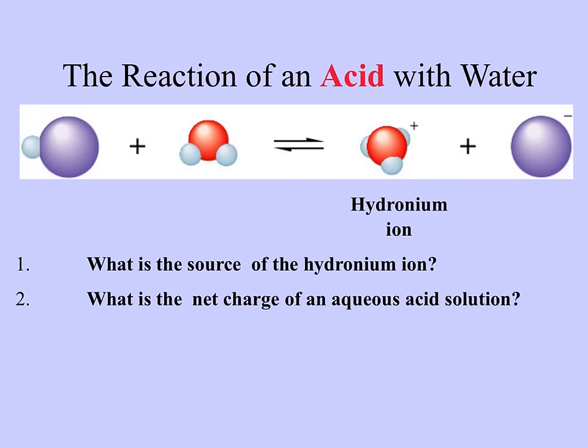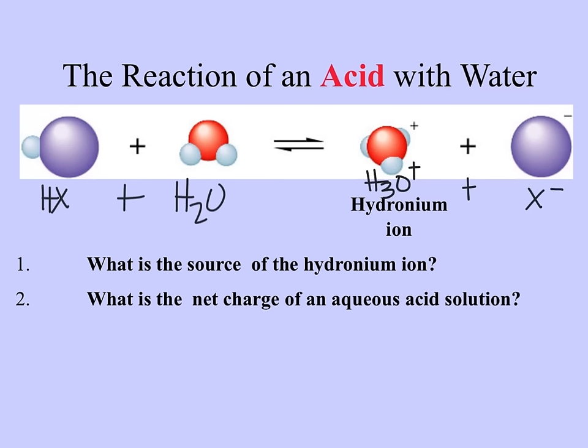Now we're going to talk more about the chemical reactions of acids when they are in water. Okay, so here's a picture of what the reaction might look like. Let's say this is HX, some type of acid, plus H2O. And then hydronium, you learned about hydronium when you were supposed to memorize your polyatomic ions. It's H3O plus. Okay, and then this is the X minus.